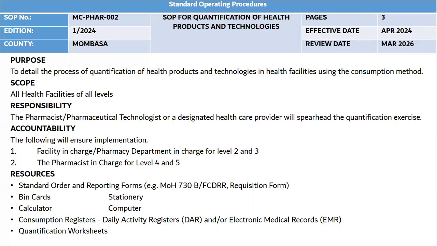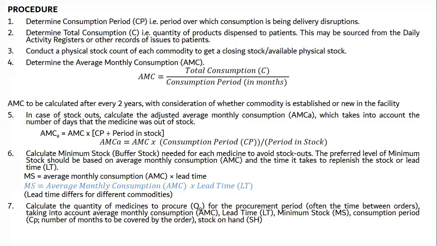So stationery: calculator, if you use the digital ones, the computer, consumption registers, that is the daily activity registers, or any electronic medical records for those who don't use manual registers, and quantification worksheets. So procedure: you need to know the consumption. This is a period over which consumption is being determined.